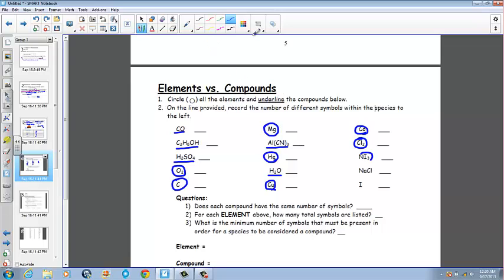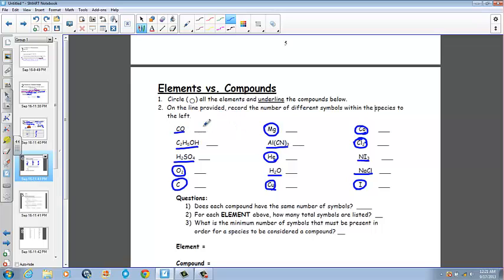Ni3 is, whoops, sorry about that. Going too fast. This is a compound. All right, so we're going to underline this. Let's fix this up here. NaCl we talked about in class. Table salt is a compound, and iodine is an element.